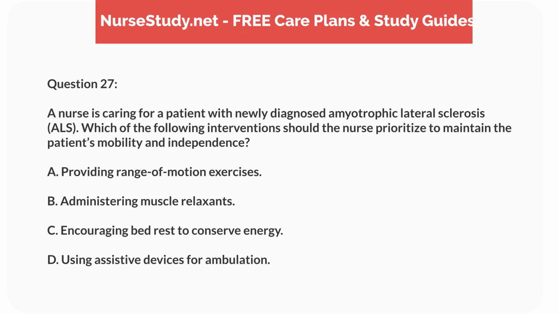Question 27. A nurse is caring for a patient with newly diagnosed amyotrophic lateral sclerosis, ALS. Which of the following interventions should the nurse prioritize to maintain the patient's mobility and independence? A. Providing range of motion exercises. B. Administering muscle relaxants. C. Encouraging bed rest to conserve energy. D. Using assistive devices for ambulation.